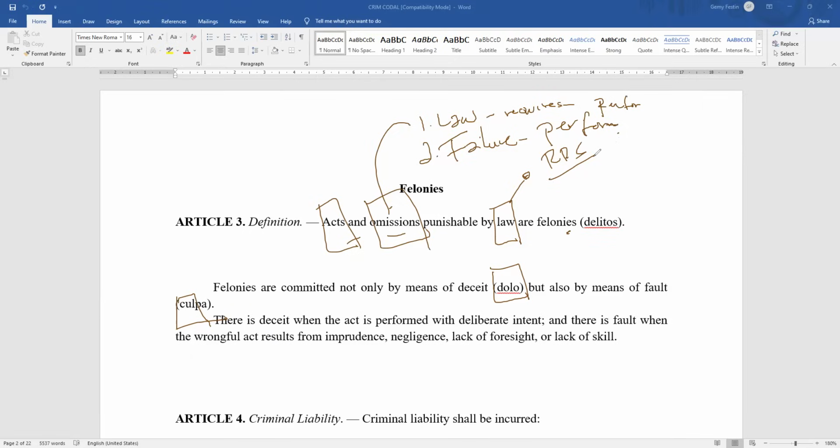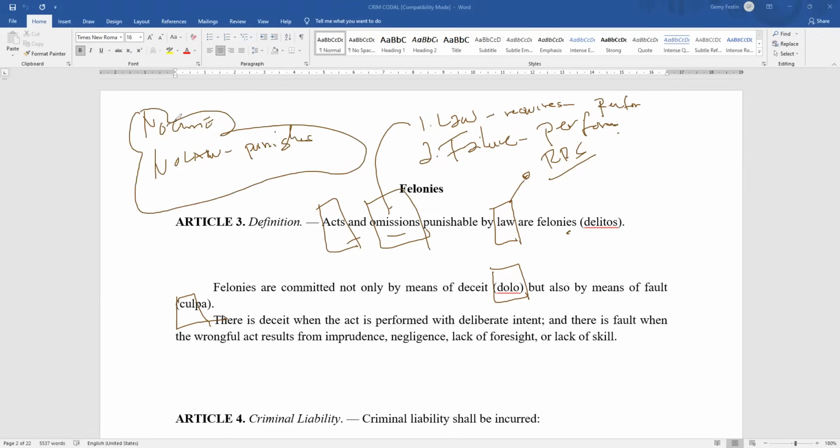Bakit walang felony by omission? Kasi wala namang law na nagdidikta na they have to perform a particular act. No? So remember that. Remember, in the Philippines, we have this principle that there is no crime and there is no law that punishes the same. You remember this one kasi ano nyo to, bala nyo to sa bar exam.